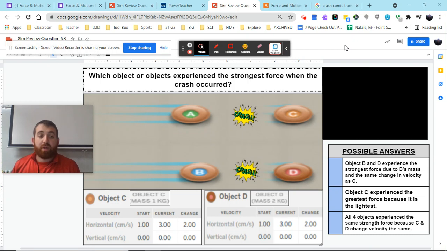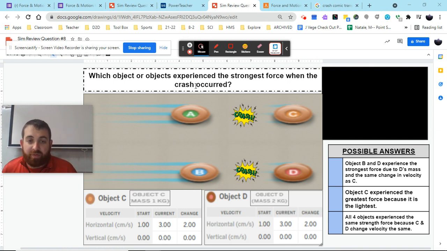Hey everybody, Mr. Regan here, and today we have a simulator question that's going to have us focusing on forces that occur within two sets of crashes. So the question we're looking to answer is which object or objects experienced the strongest force when the crashes occurred.